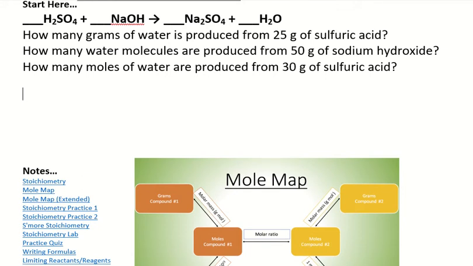Look at the first problem. How many grams of water is produced from 25 grams of sulfuric acid? What are we starting with? 25 grams of sulfuric acid. We are given 25 grams of H2SO4.